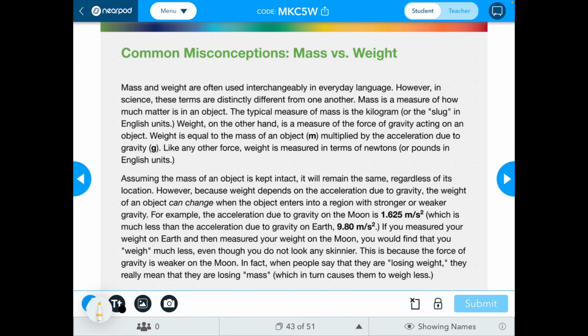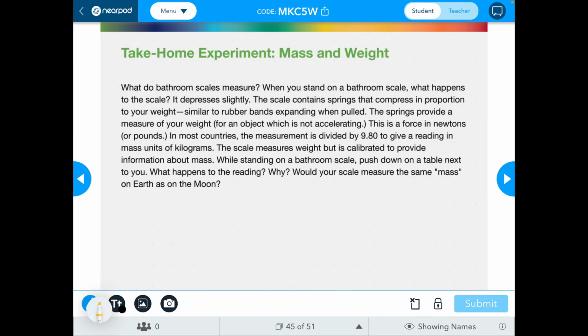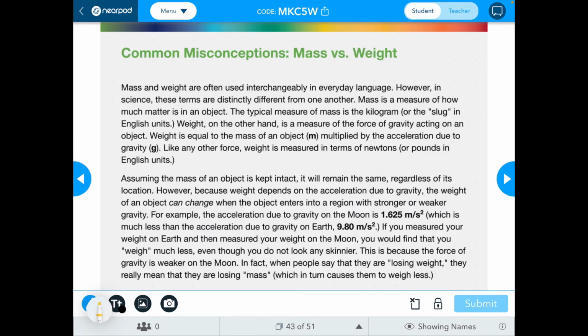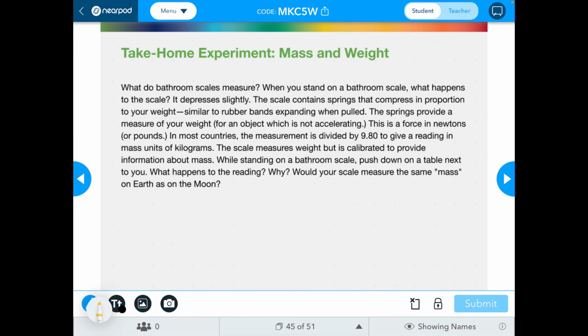And again, one more time, weight and mass are not the same thing. And same for this, the take-home experiment, if you want to go for it, have at it. If you've got a bathroom scale at home, then be my guest. Try something out.